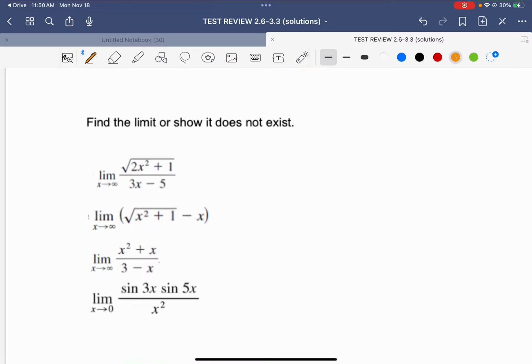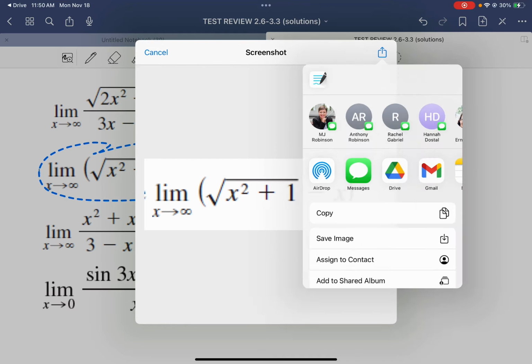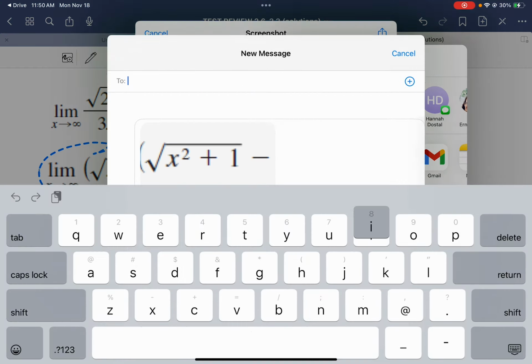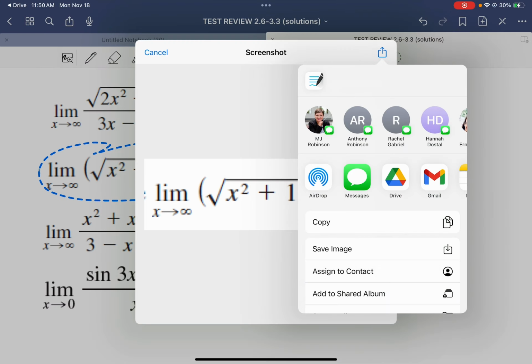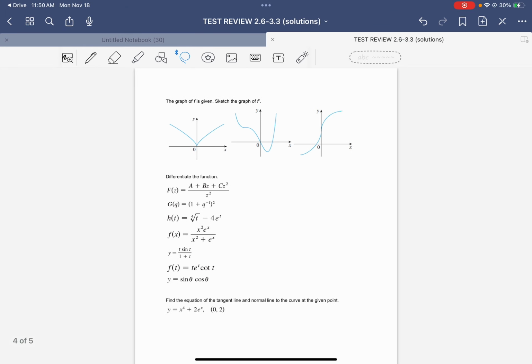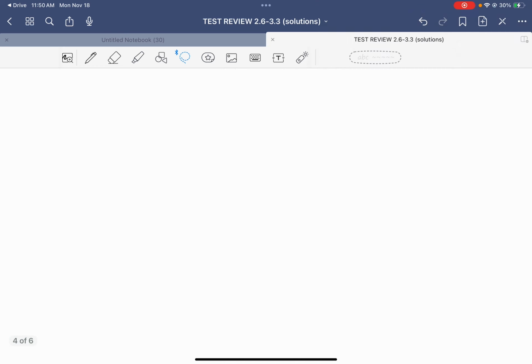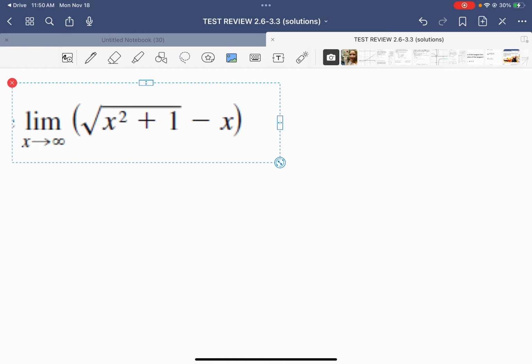Let me go back a couple. So now you have this one. Hit Control Copy. Take screenshot. No, not in Messages. I don't want to send that to somebody. Copy. Okay, this. Go to a new after blank. So I'm going to hit paste.